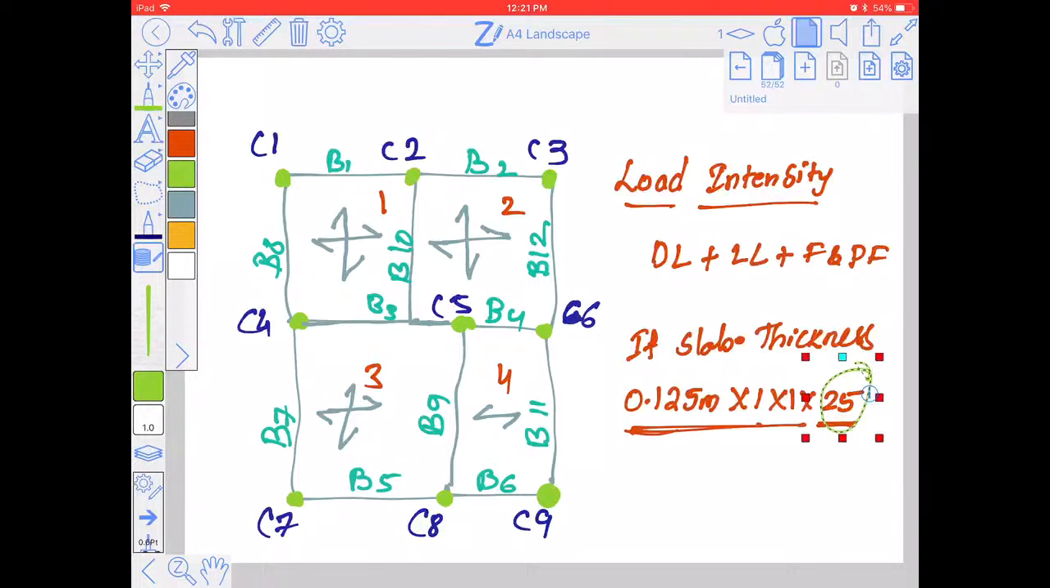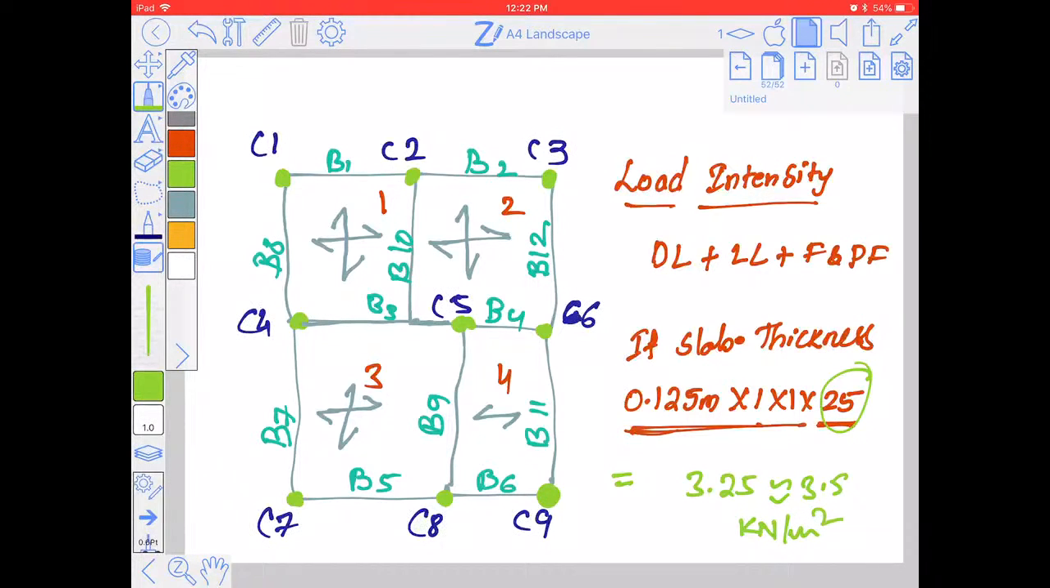Generally, the maximum span in this building is only 4 meter. So a slab thickness of around 125 mm is sufficient, I think. So here the intensity will be how much? 0.125 into 25, I think it is something like 3.25 or 3.5 kilonewton per meter square, whatever it may be.